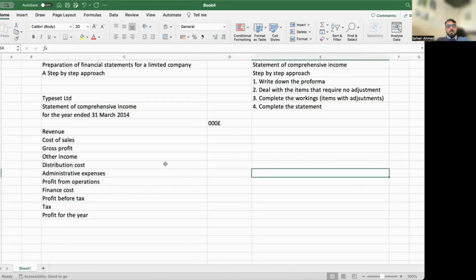And then the second step, I will be going through that now, which is dealing with the items that require no adjustment. Now, by using this approach, you will be gaining some credit, some marks for dealing with easy items before you go through any adjustments. Okay, so let's deal with the easy items. If you look into this question, sales revenue is given to us, which is 19,257. So we'll be writing that as it is.